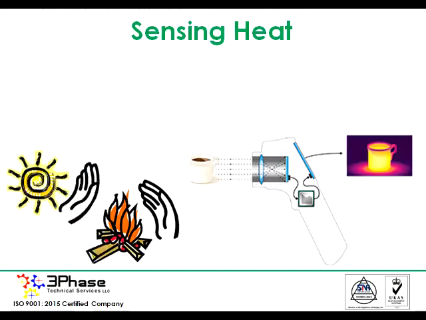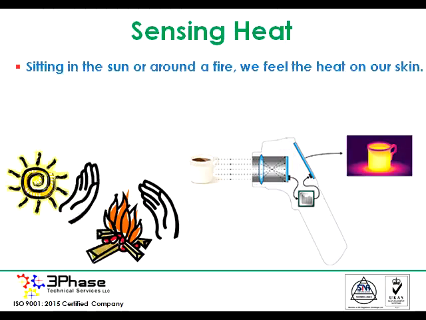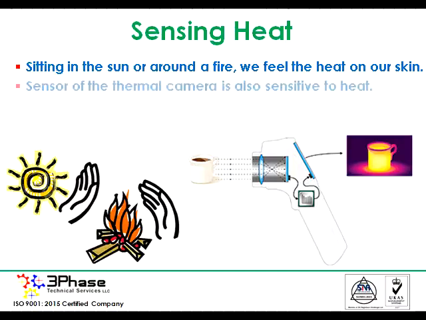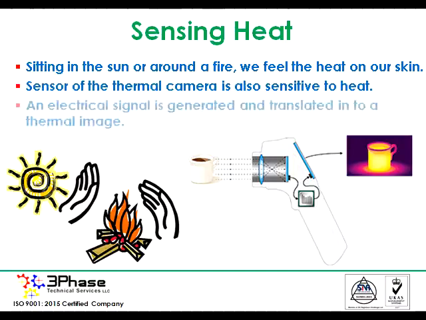Sensing heat. Sitting in the sun or around a fire, we feel the heat on our skin. Similarly, the sensor of the thermal camera is also sensitive to heat. An electrical signal is generated and translated into a thermal image.